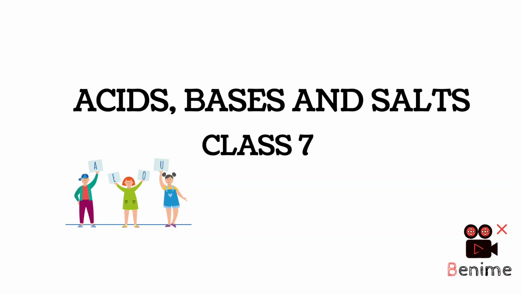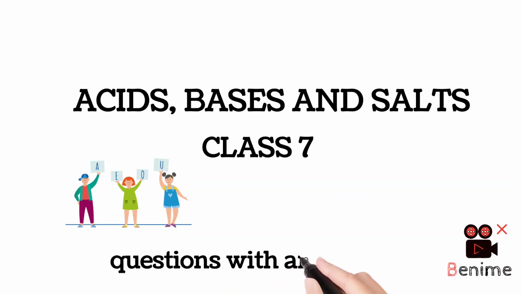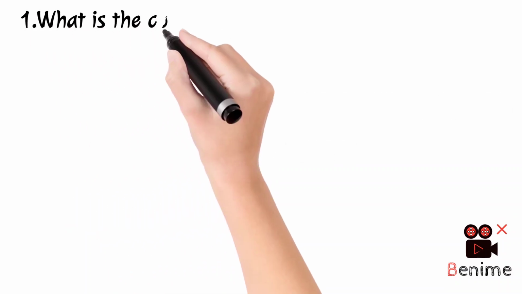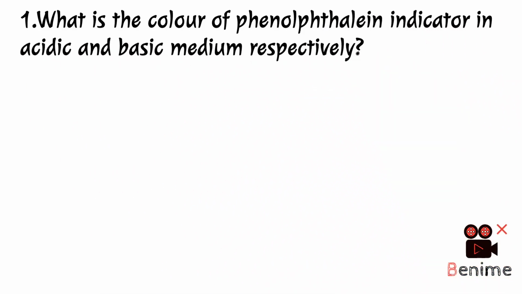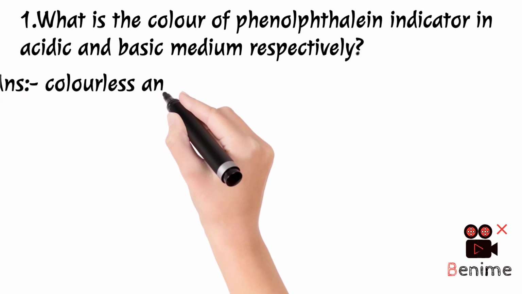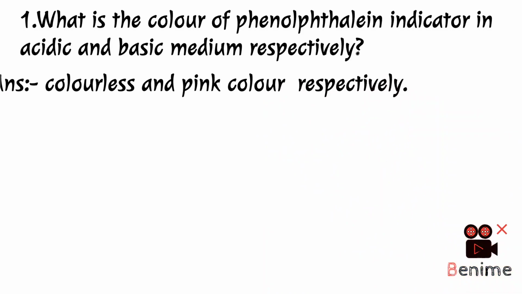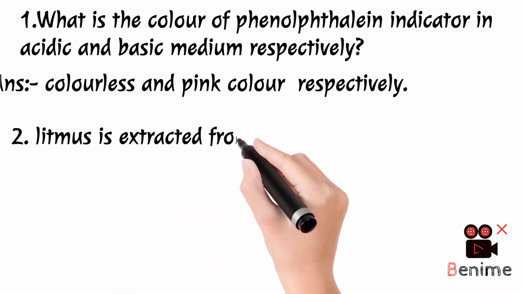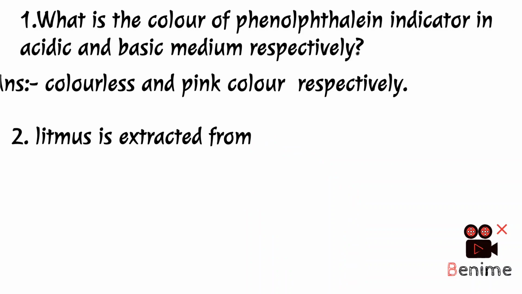Acids, bases and salts, class 7, some questions along with their answers. Question number 1. What is the color of phenolphthalein indicator in acidic and basic medium respectively? Phenolphthalein indicator is a synthetic indicator and it gives pink color in basic medium, and there is no change in color in acidic medium and neutral solution.